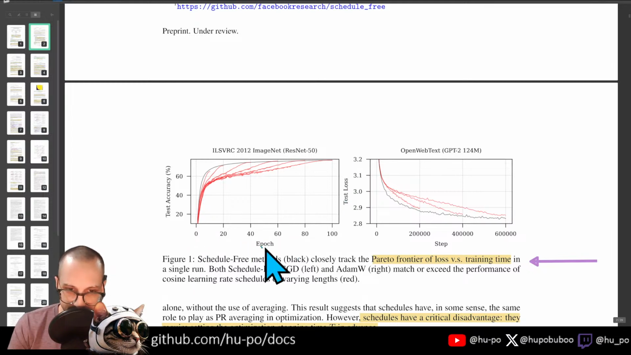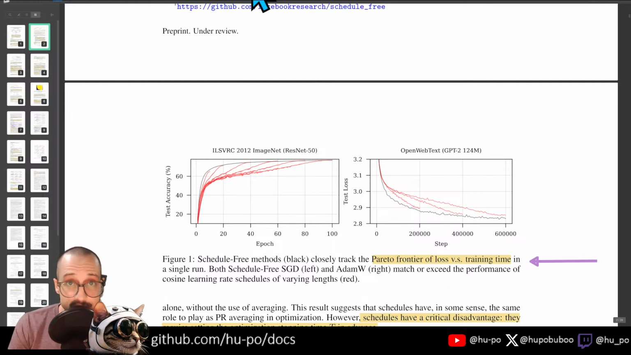The schedule-free method is this black line versus the red one, which is learning rate schedules of varying lengths. Right, so you can see that what they're trying to show you here is that the black line gets a higher test accuracy in fewer training epochs than the red lines. And same thing here. In this case, loss, so you want lower. So you see how this black schedule-free is getting to a lower loss in fewer steps than these red lines. And they're saying here that the schedule-free method closely tracks the Pareto frontier of loss versus training time.